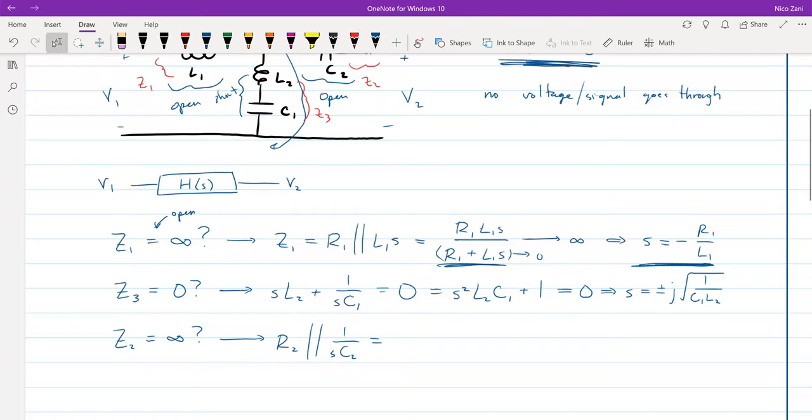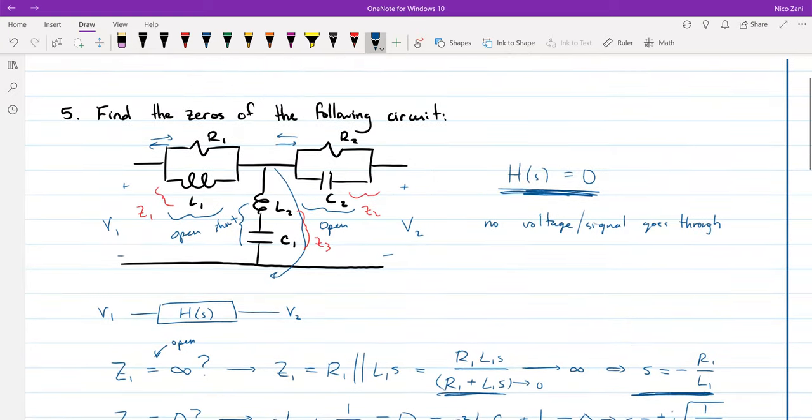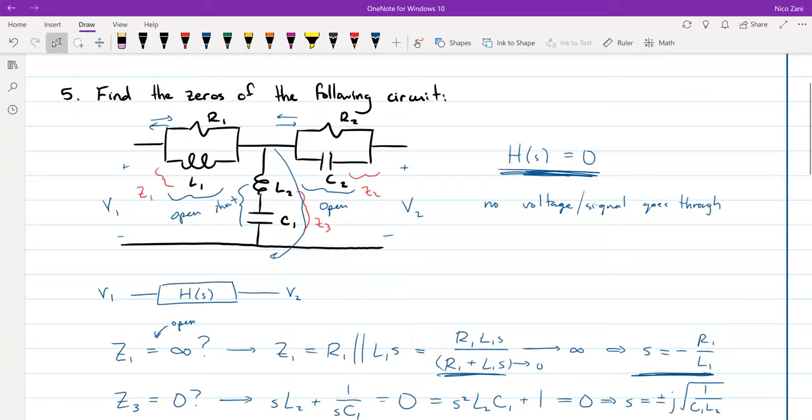And this is going to be equal to R2 over S C2 over R2 plus 1 over S C2, which is equal to R2 over R2 C2 times S plus 1. So again, this means that when S is equal to negative 1 over R2 C2, we get a 0. And again, that would mean that this essentially forms an open circuit.